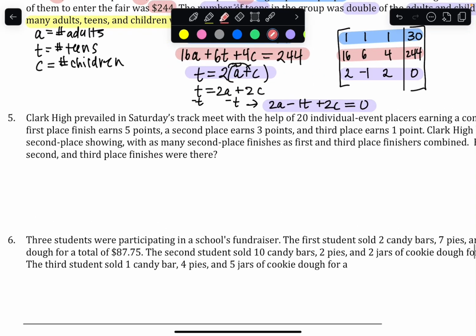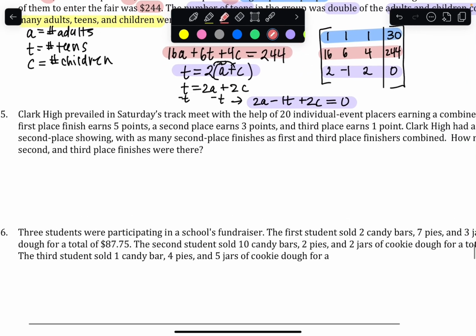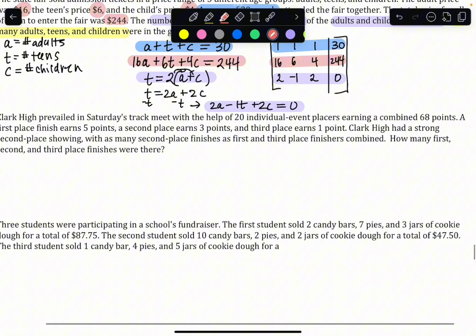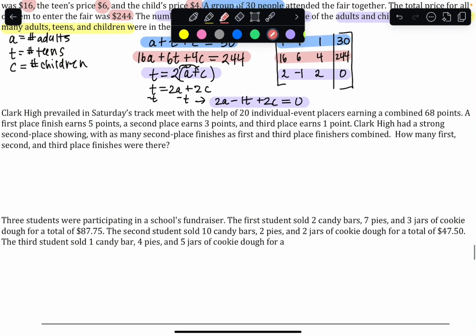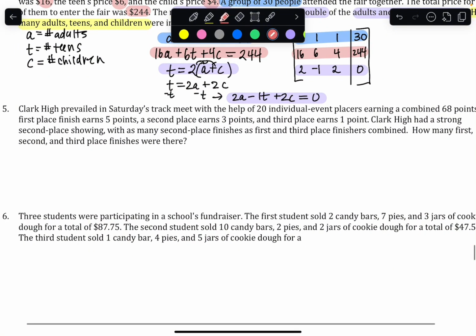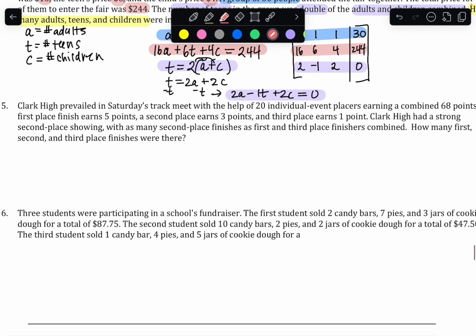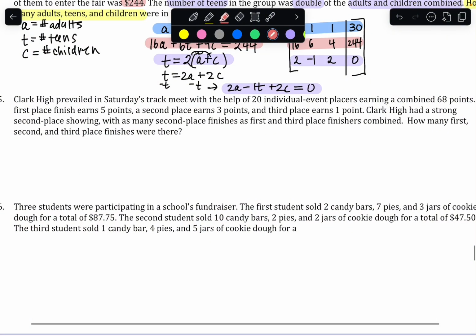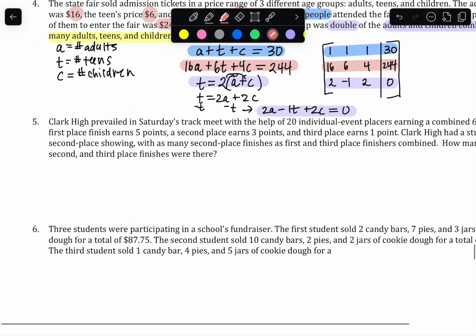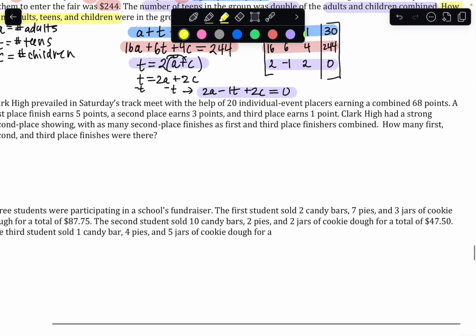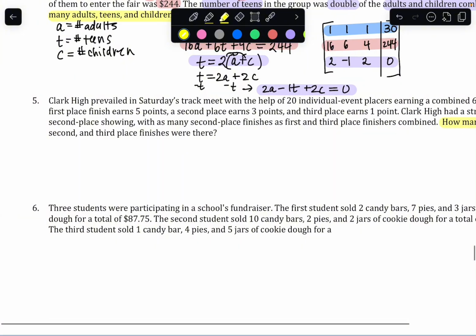2 more. Clark High School prevailed in Saturday's track meet with the help of 20 individual event placers, earning a combined 68 points. A first place finish earns 5 points, a second place earns 3 points, and a third place earns 1 point. Clark High had a strong second place showing with as many second place finishes as first and third combined. How many first, second, and third place were there? There's our question.